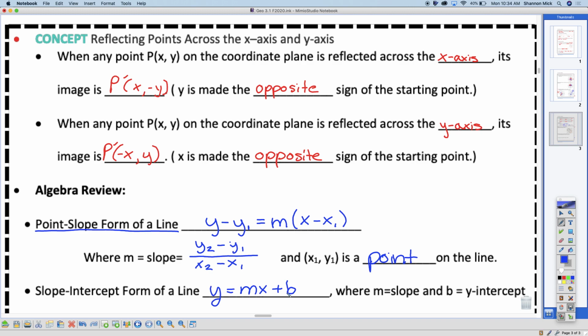We are going to be continually reviewing those algebra things, guys, so we can use them to our advantage. And if you want to highlight that m is your slope and b is your y-intercept. Guys, what is a y-intercept? When I say that, what does that mean? It's where it crosses the y-axis, yes? Where it touches.